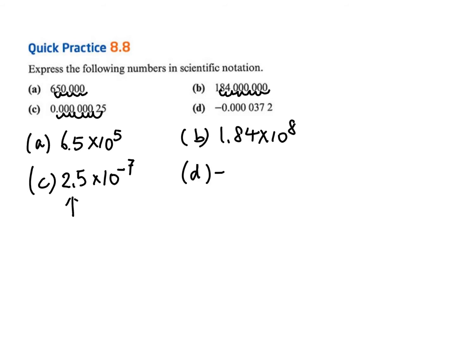And then for the last one, part D is very similar. So negative. So here this one should be 3.72 times 10 to the power. Once again, this is a very small number. You have to move the decimal point to the right, so it should be negative. So we count it. 1, 2, 3, 4, 5. So it should be 5.